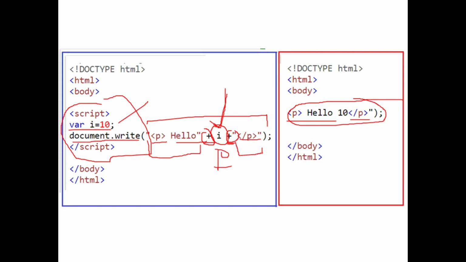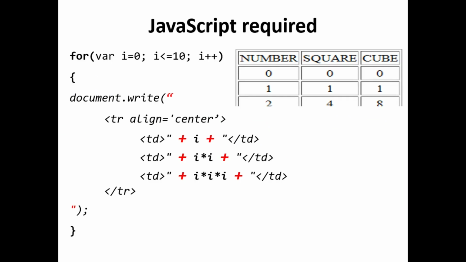I hope this concept is clear: how to write JavaScript, what is the use of JavaScript, and how to write a particular string inside HTML and also use variables. So let us go to the JavaScript which is required to design the web page, as per the problem statement given by the syllabus. We already know what the problem statement is and how to solve it. What is the role of JavaScript here?